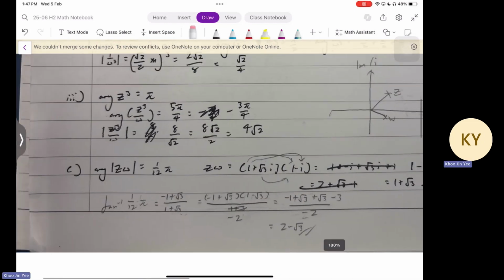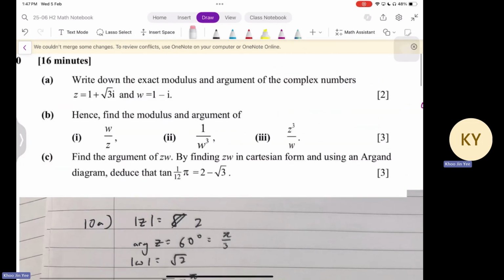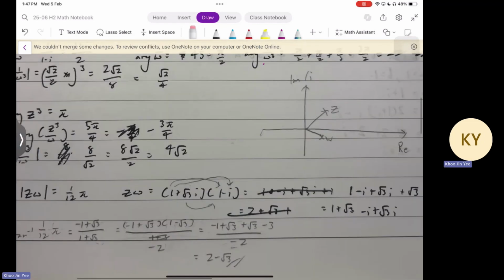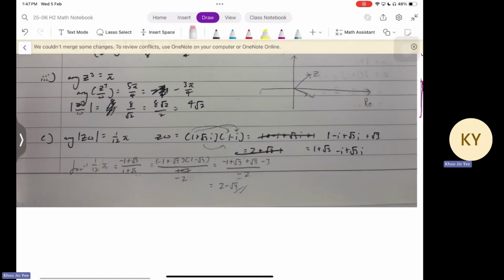Now part C, they want us to find the argument of ZW. Find the argument of ZW and find ZW in Cartesian form. Use an Argand diagram to deduce that. So we need to draw some things out. And where's the Argand diagram? No Argand diagram. Anyway.